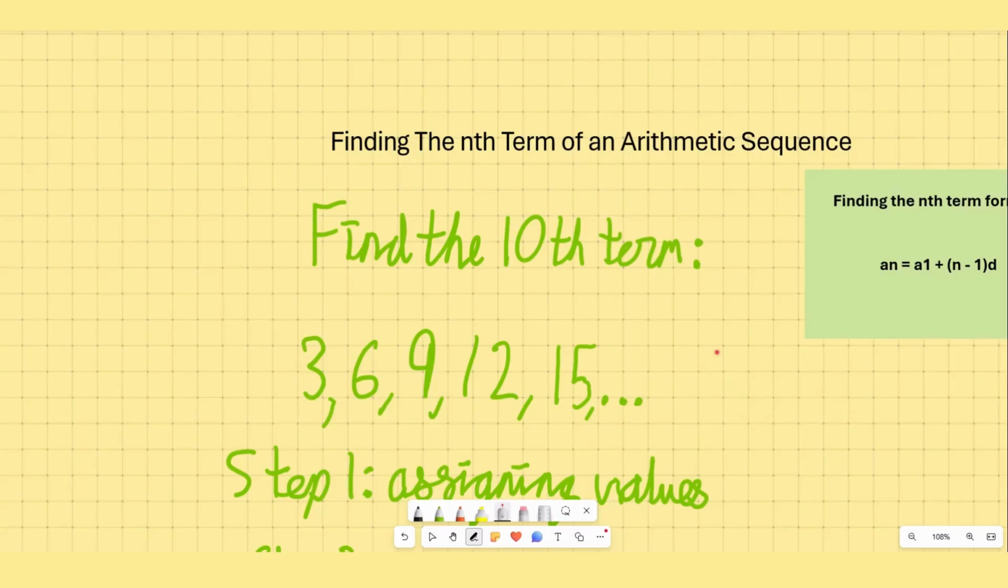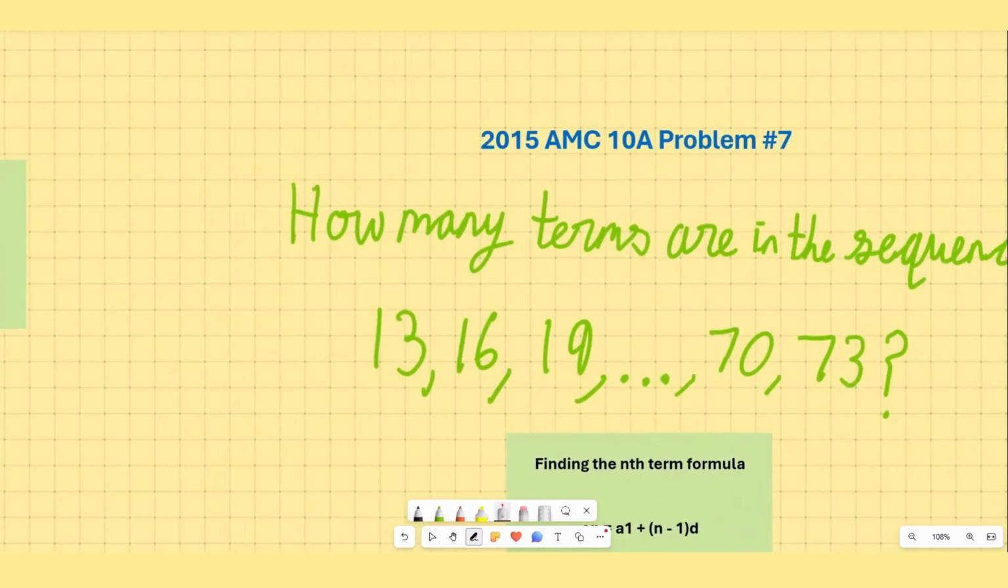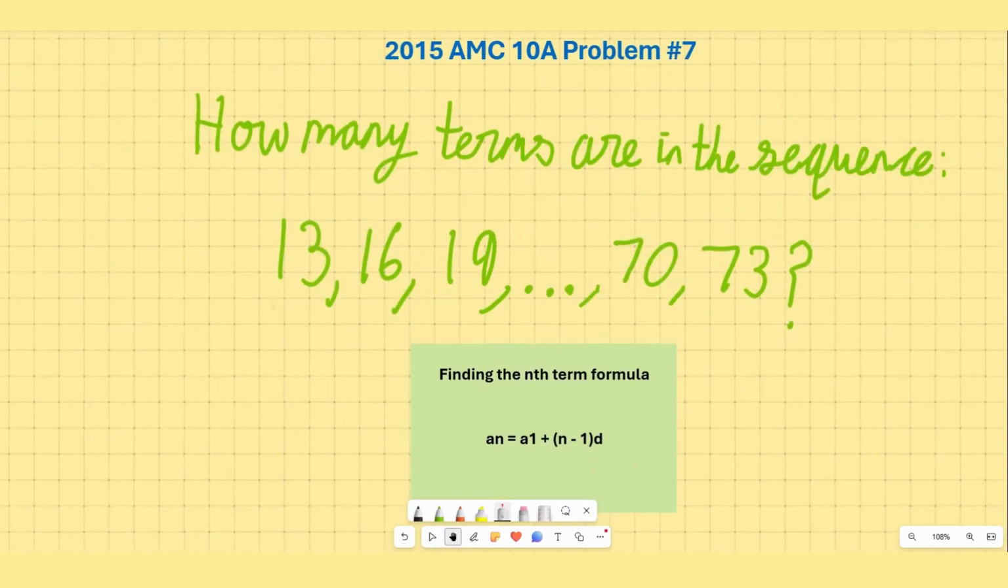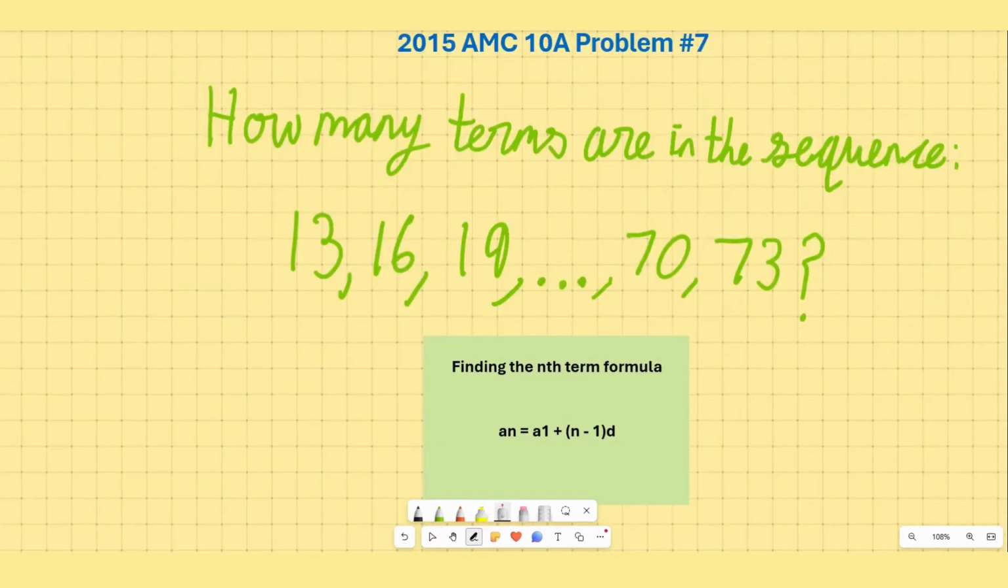Okay, so now that we've finished off the theory part, let's go on to a practical problem. We're going to go on to AMC 10, problem number 7. It's a 2015 AMC. So here, let's figure out what they're asking us. So we can clearly tell off the top that it's not asking us to find the nth term. So pause the video and figure out what they're trying to ask us. I'll give you 5 seconds and then.